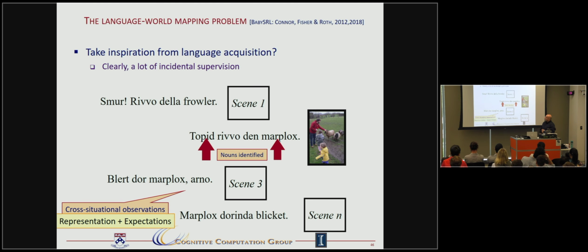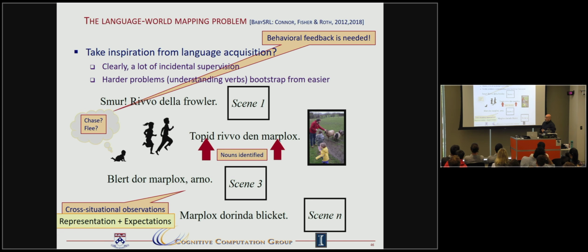However, it's much harder to understand verbs or predicates in general, because there's a lot more ambiguity. If you look at this scene, what should this toddler think about? Is it a chase scene, A chases B, or is it a flee scene? So I think there has to be some feedback, some behavioral feedback that is needed.